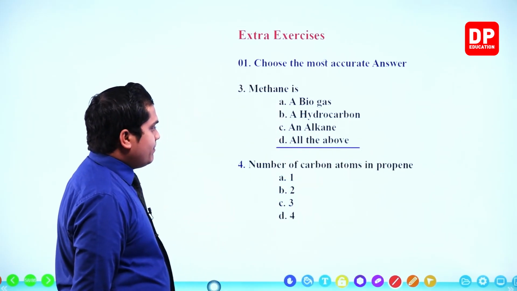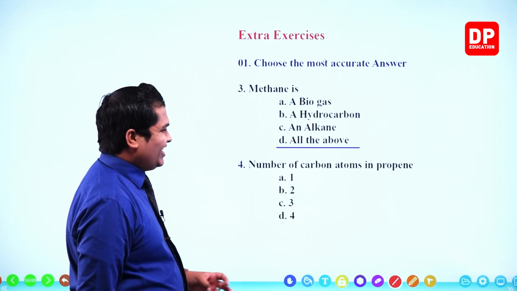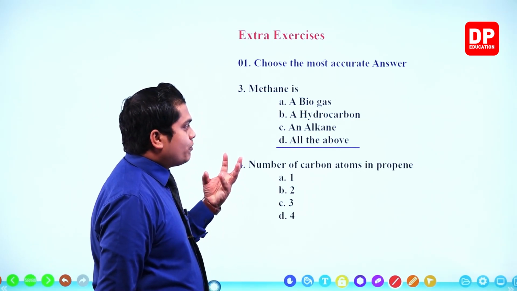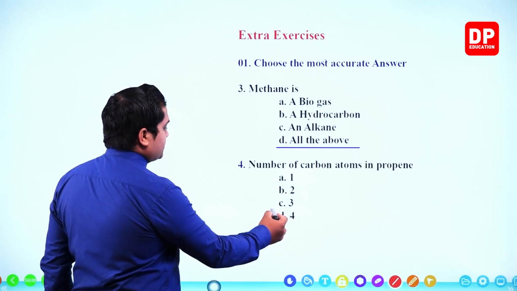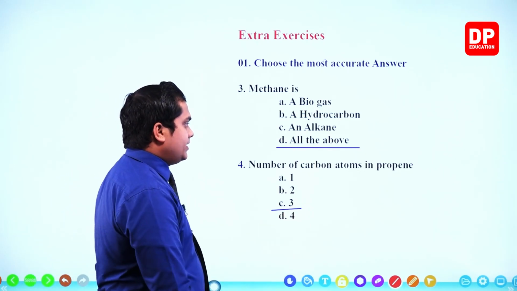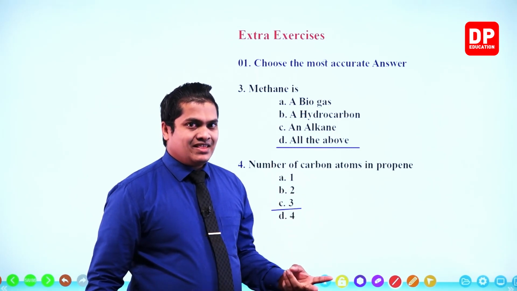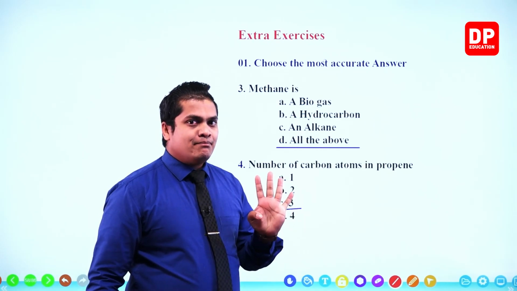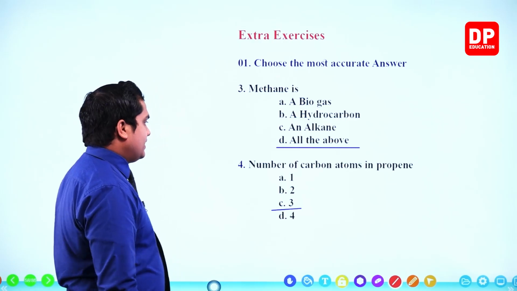Next one. Number of carbon atoms in propene. So, no matter in no ane, they are asking about the number of carbon atoms. So, in propene, we can observe 3 carbon atoms, 3, right? In meth, 1, in eth, 2, in prop, 3, in but, 4, right? Then the next question.